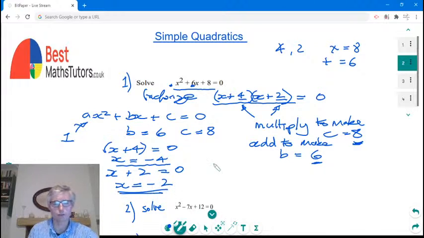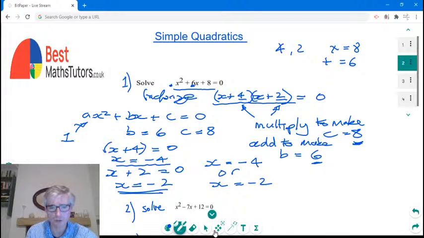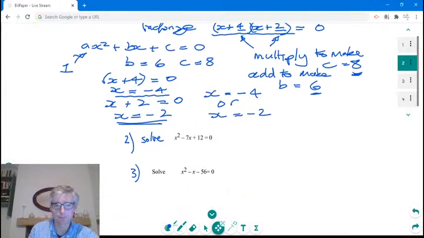So there are the solutions for that first one. We've got x equals minus 4 or x equals minus 2. So that's our solutions there for the first example.